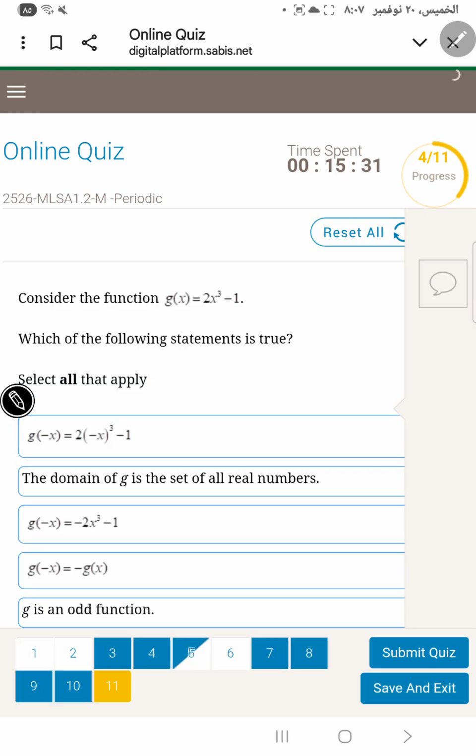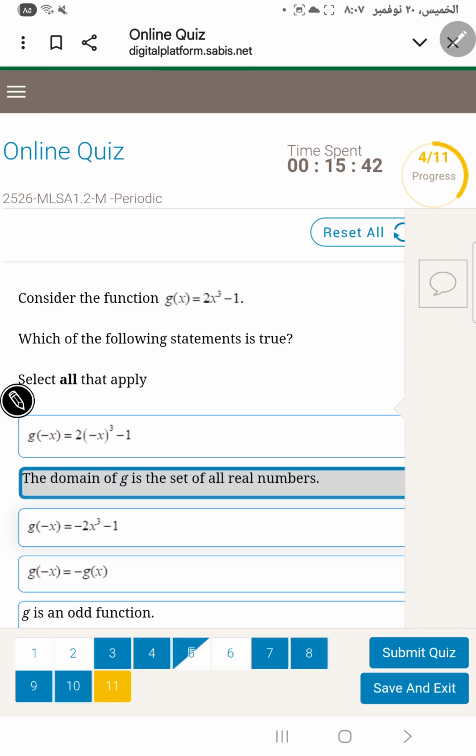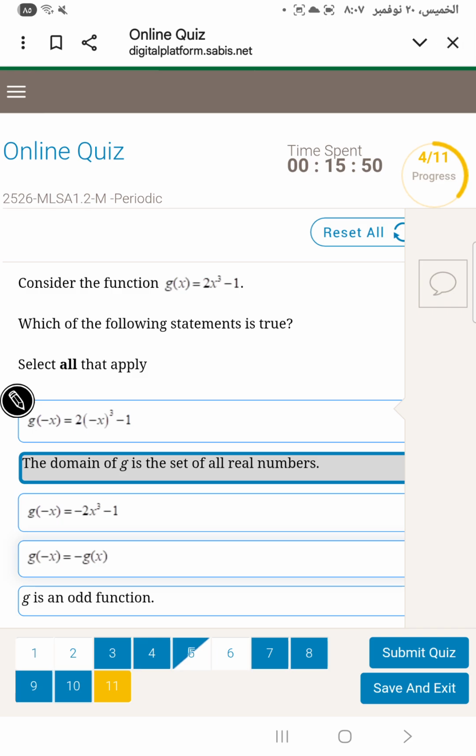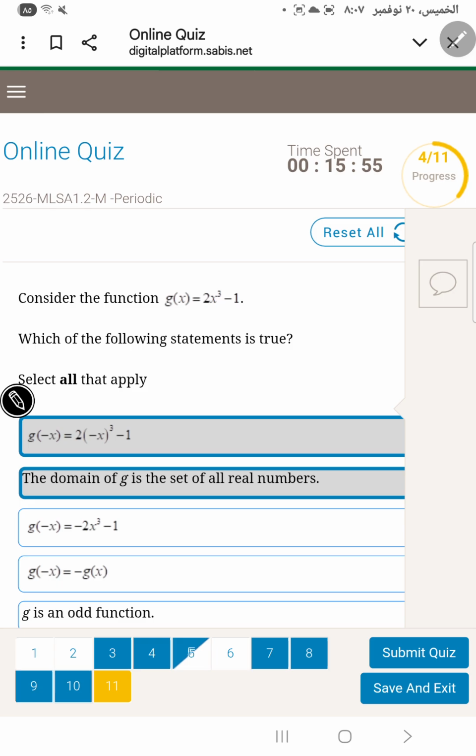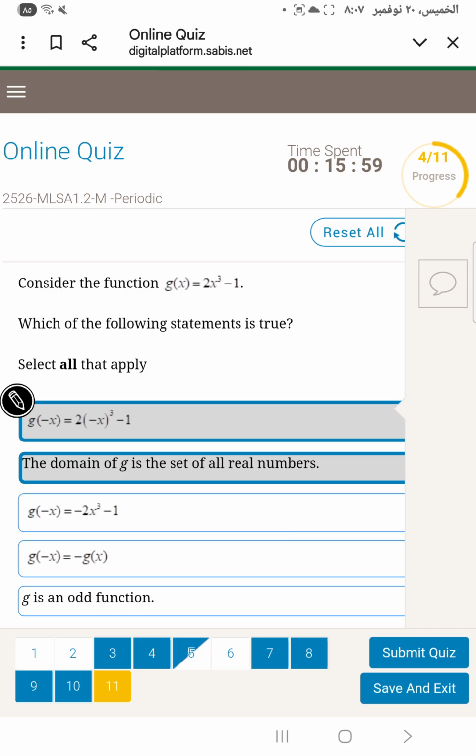Last question, number 11. Here you have this function, select all that apply. The domain is all real numbers. This is correct. G of minus x equal negative g of x. This is incorrect. Odd, this is incorrect. G of minus x, yeah, you can replace it this way. It's right. So these are the only correct options.